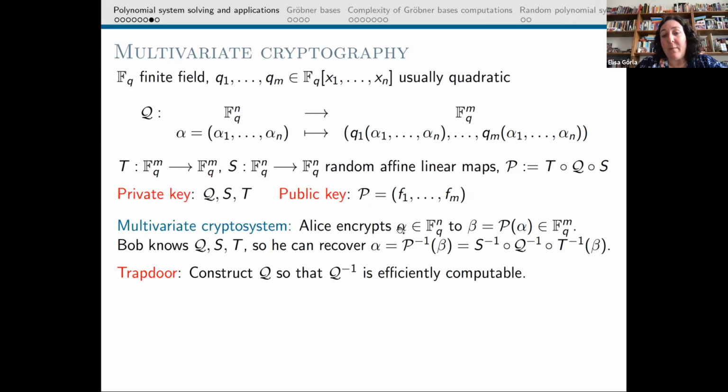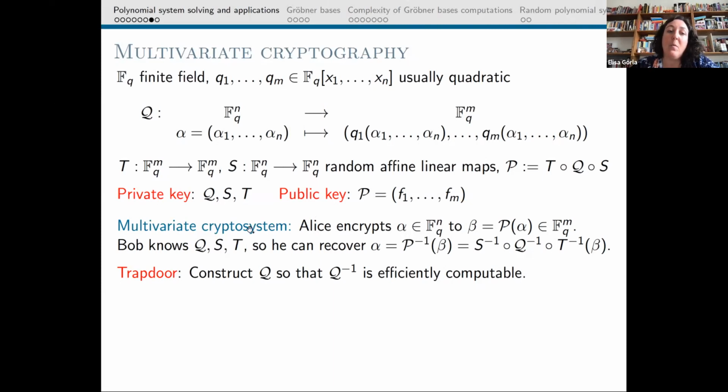And now to encrypt a message, so usually in cryptography, the two parties are always called Alice and Bob. So if Bob is the creator of the system and Alice wants to send a message to Bob, in order to encrypt the message, Alice takes the message alpha and computes P of alpha and obtains beta. So alpha is the secret message, beta is the encryption, and it's computed using this public information.